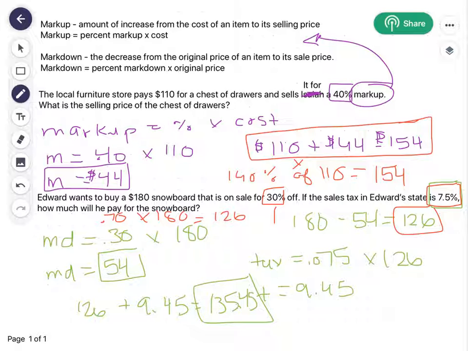So if you get it, good. If you don't, don't do it. Just use the equations and add or subtract. Add if it's a markup, subtract if it's a markdown.